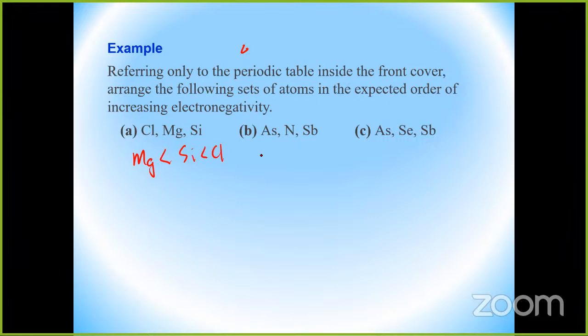Okay, what about B? Arsenic, nitrogen, and antimony. Okay, let me see. Where's arsenic? Okay, arsenic is there, and it is below nitrogen. And antimony, where's antimony? Oh, antimony is below arsenic. Okay, so which of these three would you expect to have the lowest value for the electronegativity? They're all in the same group, right? So which of those would have the lowest, starting off with the lowest?